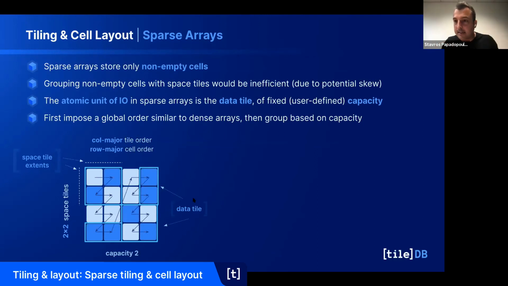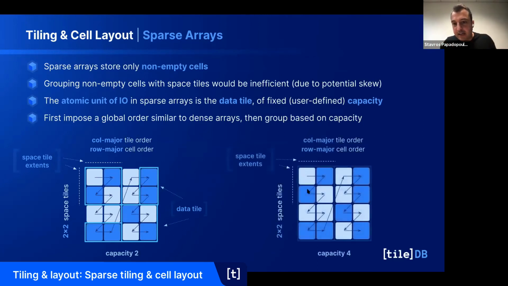And we call this a data tile. That's the atomic unit of I/O. If I change, for example, the capacity from 2 to 4, you see that the data tiles become different. They become larger. So the capacity affects how big the tile is going to be on storage, but also visually.